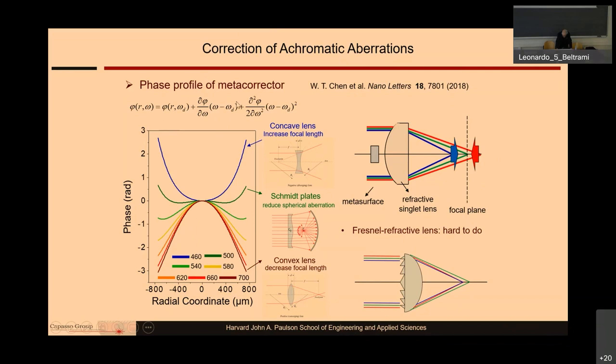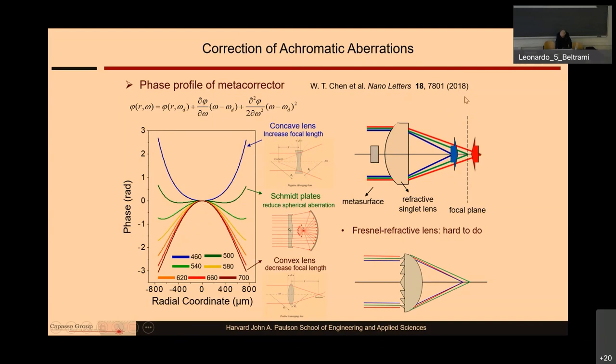You have to design a metasurface to put in front, such that at short wavelengths, the phase, you see the curvature is upwards. At longer wavelengths, it's downwards. Why? This acts like a diverging lens, so it pushes the shorter wavelengths forward, and it has instead the opposite sign here. So you have the opposite type of effect, so that all the wavelengths can converge here.